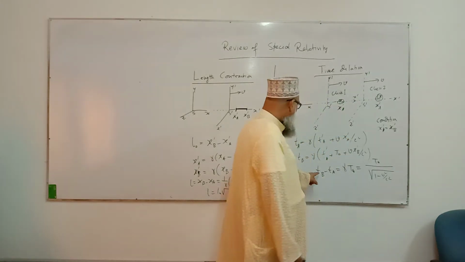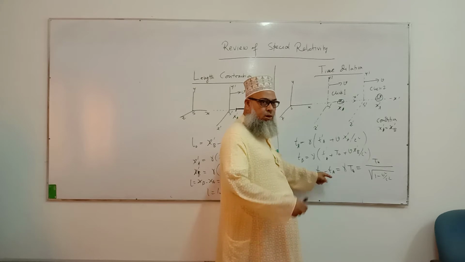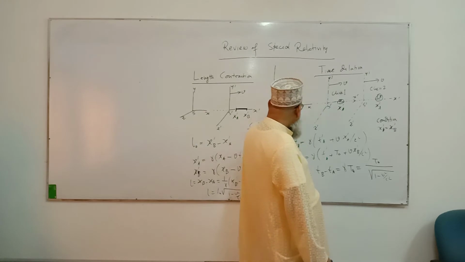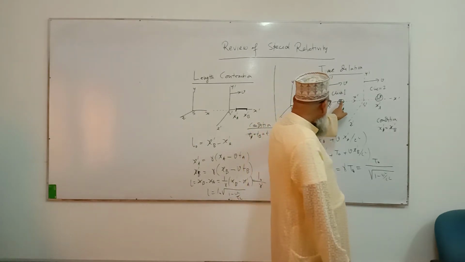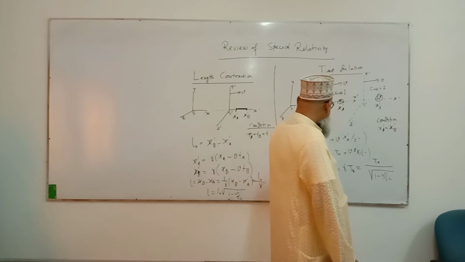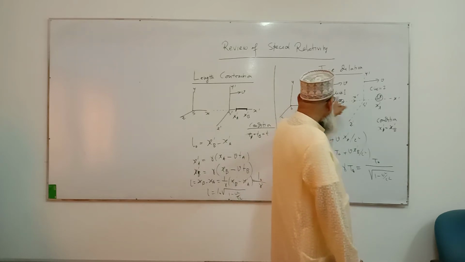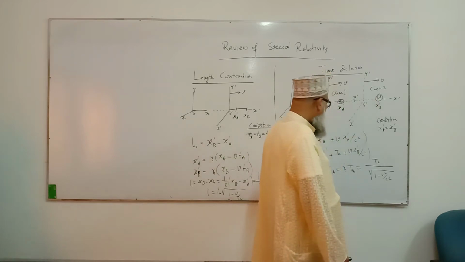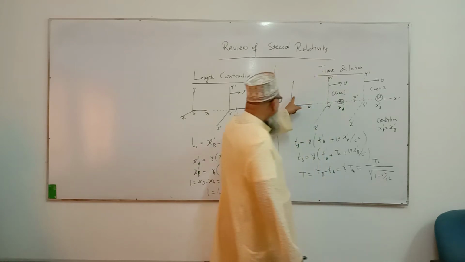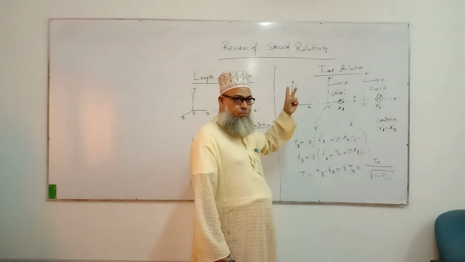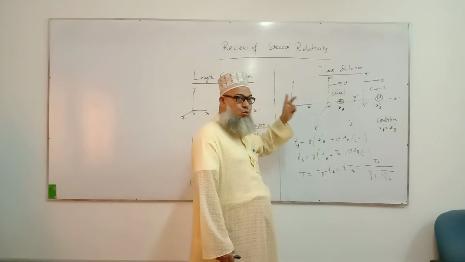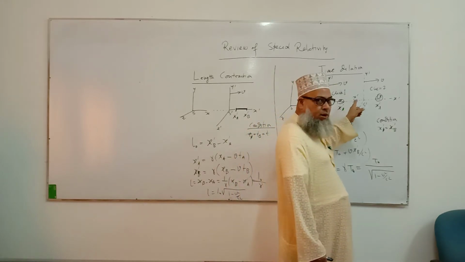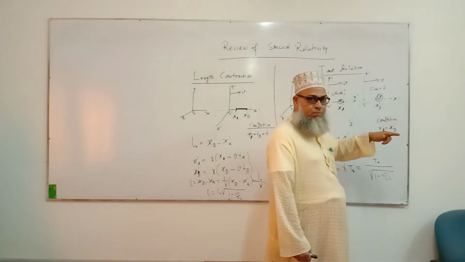And this Tb minus Ta, this time is measured by two clocks. When this frame's clock coincides with this point, it gives Ta. When this frame's clock is coincident with this, it gives Tb. That is, in S there are two clocks reading. In S the reading is from two clocks, for Ta, for Tb. But in S prime the reading is by one single clock.